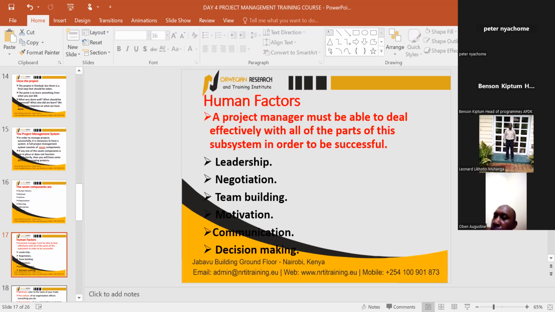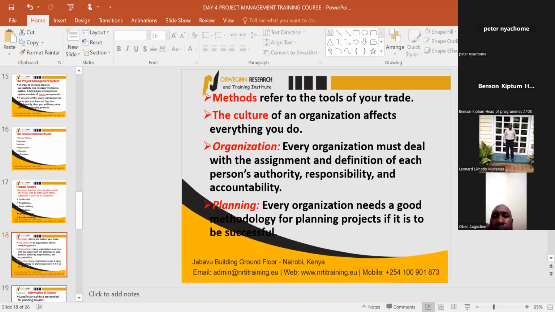So now I will talk about the human factors involved. The project manager must be able to deal effectively with all parts of this subsystem: leadership, negotiation, team building, motivation, communication, and decision making. All are involved in the human factor component of projects. Then methodologies. Methods refer to the tools that you use.